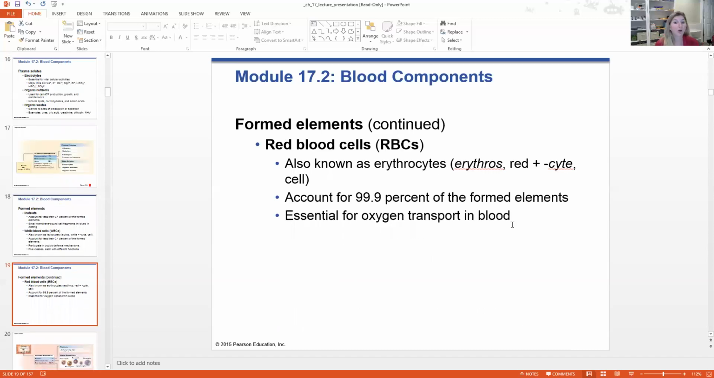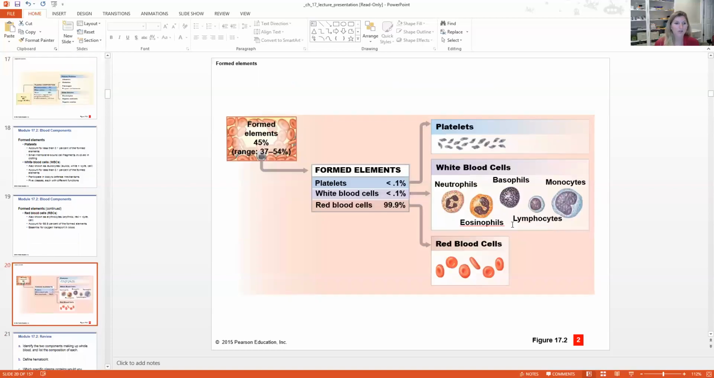Red blood cells, or RBCs, known as erythrocytes, red cyte cell, so erythrocytes. This is 99.9% of those formed elements in your blood. So if you've ever looked at a blood smear before, which you'll get to do in lab if you haven't had lab yet this week, the majority of what you're going to see is red blood cells. And they almost look like these little pink discs under the microscope. And every once in a while, you'll see a purple blob, and those purple blobs are the white blood cells. Red blood cells are essential for oxygen transport. Without them, oxygen wouldn't get to where it needs to go in the body. So we're very thankful that we have them so we can function normally.